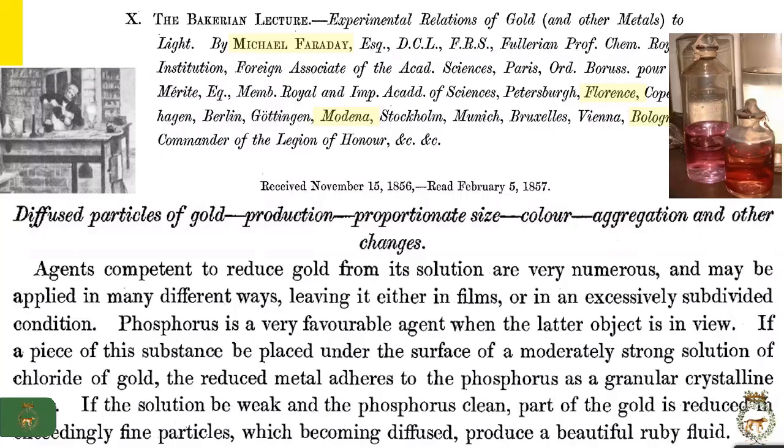And he actually talks about the gold forming part of exceedingly fine particles, which becoming diffused produce a beautiful ruby fluid. So this would be water, essentially, with a collection of very fine particles of gold that provide the red color that we could also see in the Lycurgus cup. So this is the first scientific description of why gold can be red.